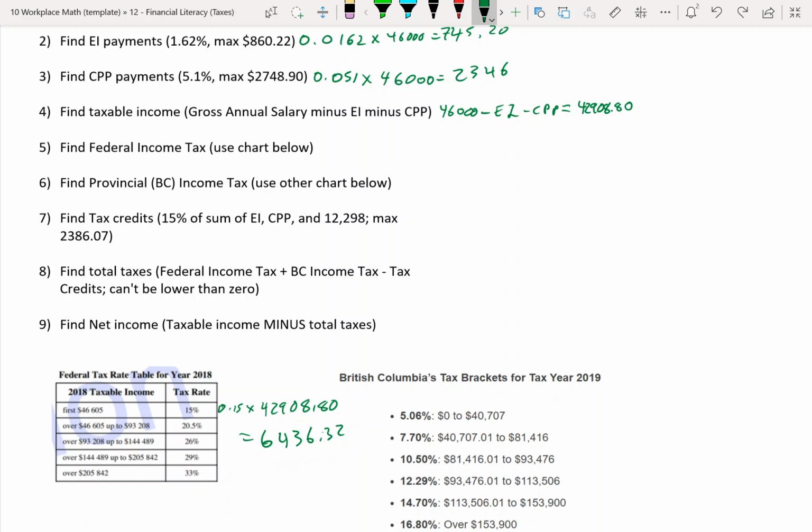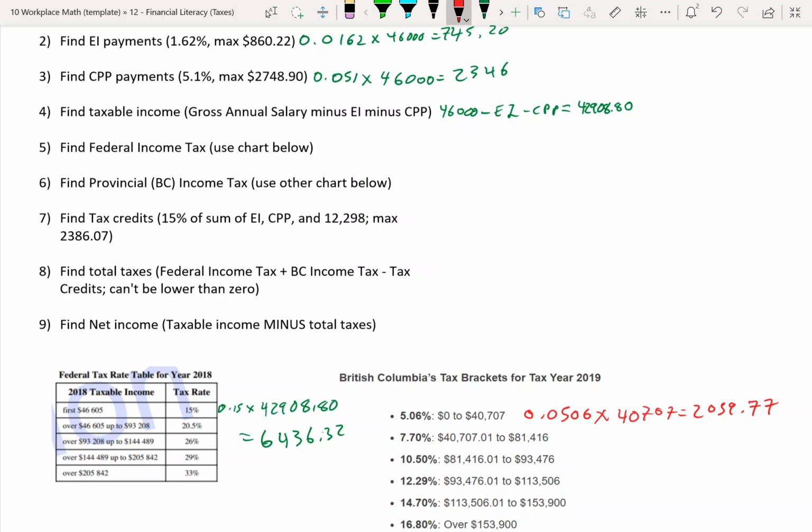It's a lot. Okay. Now we're going to do the same thing over here, but for provincial. So this is 0.0506. Now be careful. This only goes up to 40K. So we have more than that. So we are going to pay the entire 40K, 40707. Oops. So when we do that, 40707 times 0.0506, that gave me 2059.77. You have to round because it's money.